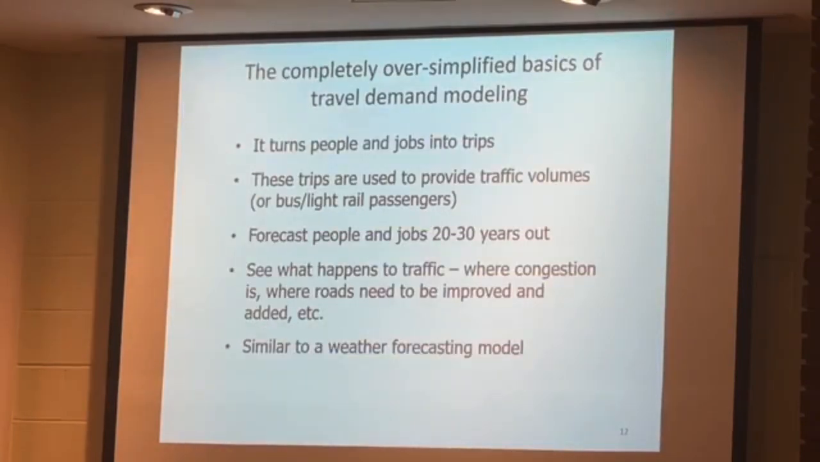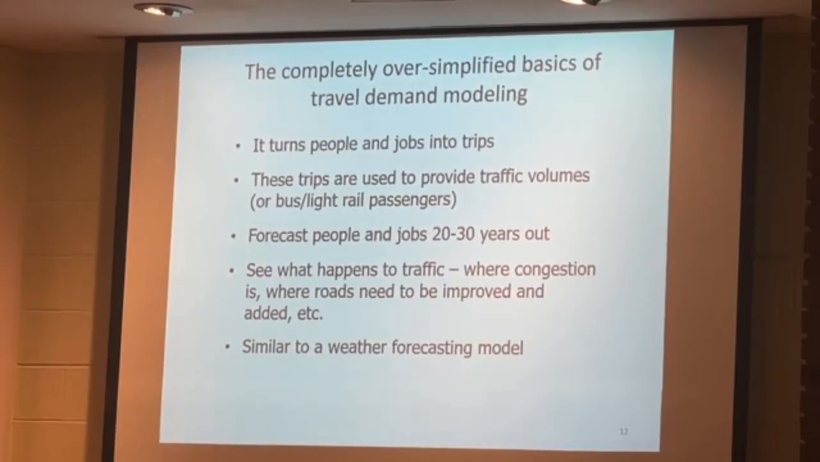Okay, next. To simplify, the model is very basic. We convert people and jobs into trips, and we use those trips to calculate the traffic volumes. Traffic volumes could take any shape, like private vehicles, buses, light rail transit, bicycles, pedestrians, and everything.